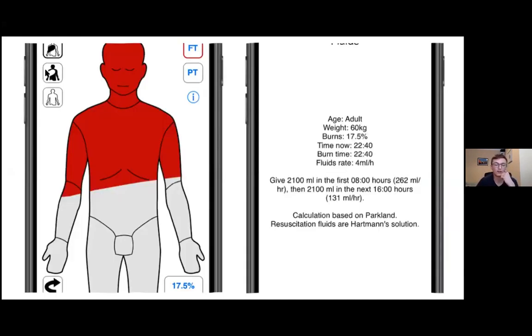There's also this app, which I've seen being used a bit. It's called the Mersey Burns app. And this is just a screenshot from it. So it essentially has a silhouette of a man or woman. And then you colour in the area affected by the burn. You can choose different colours for full thickness and partial thickness. And there's a little study saying that it might be more accurate. And it gives information on fluid resuscitation as well. You just put in the age of the patient and the weight. So that's quite handy.